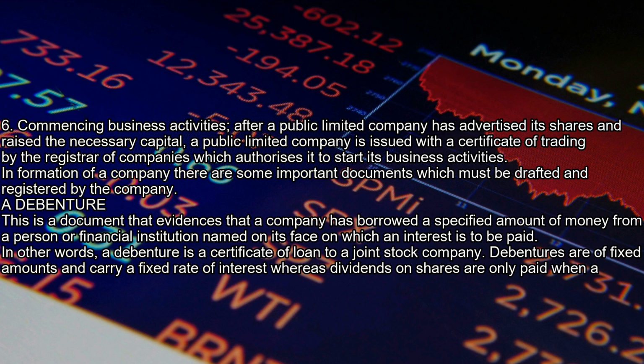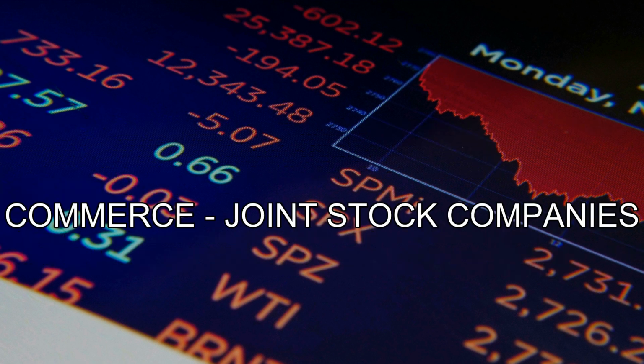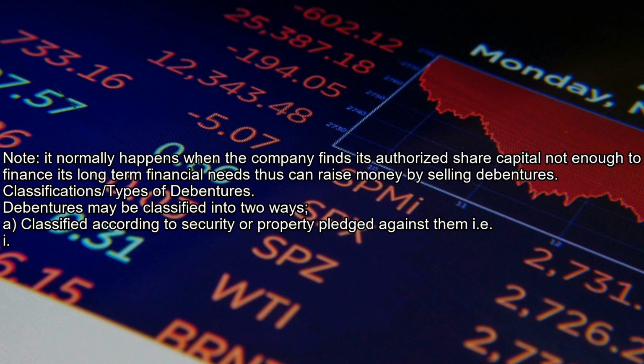Debentures are fixed amounts and carry a fixed rate of interest, whereas dividends on shares are only paid when a company makes a profit. Note, it normally happens when the company finds its authorized share capital not enough to finance its long-term financial needs, thus can raise money by selling debentures.